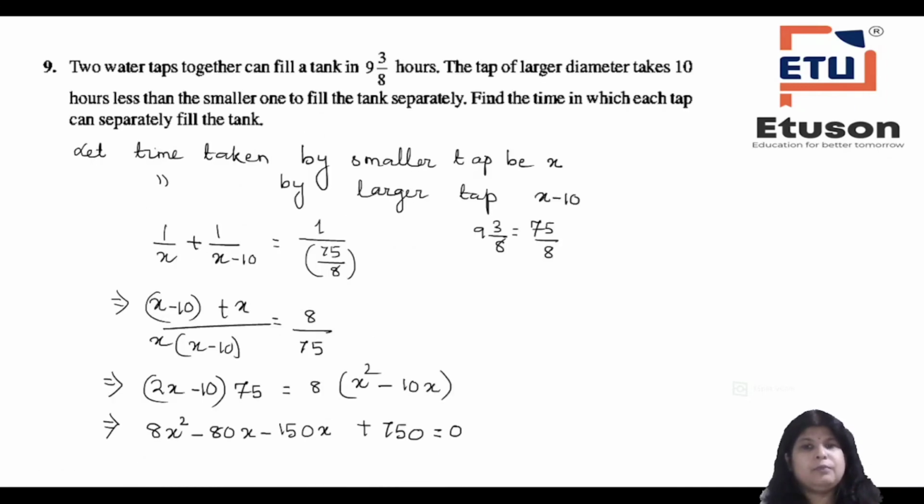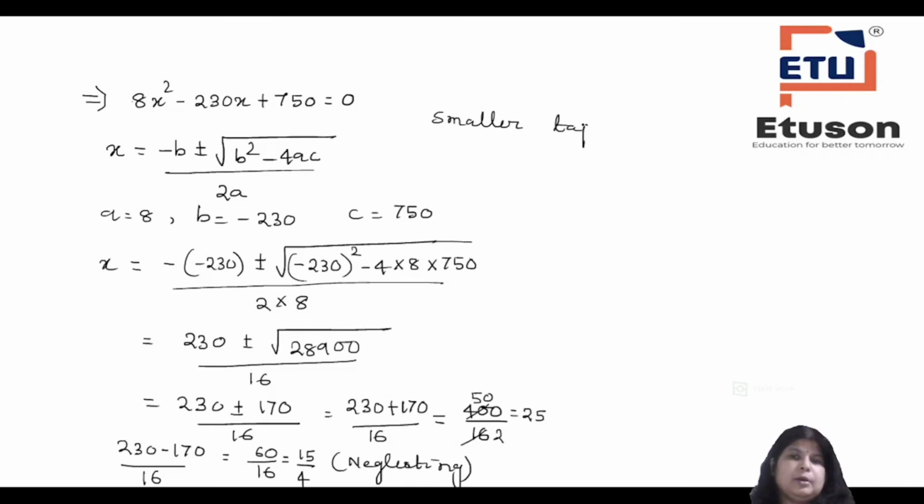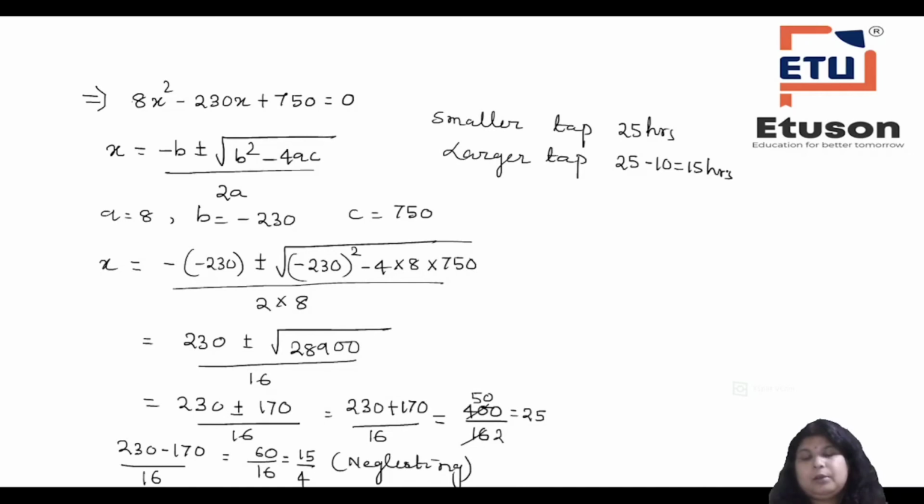So what you need to find out? Find the time in which each tap can separately fill the tank. So neglecting this, the smaller tap will fill it in 25 hours, and the larger tap will be taking 10 hours less than that. So 25 minus 10, so it will take 15 hours. Correct? Hope you have understood this problem. Now let us go to the next problem.